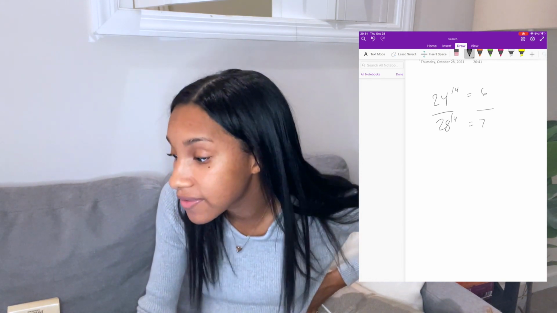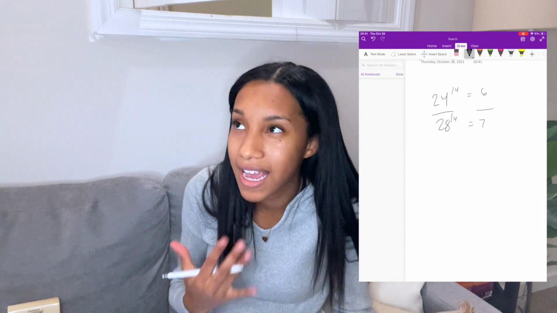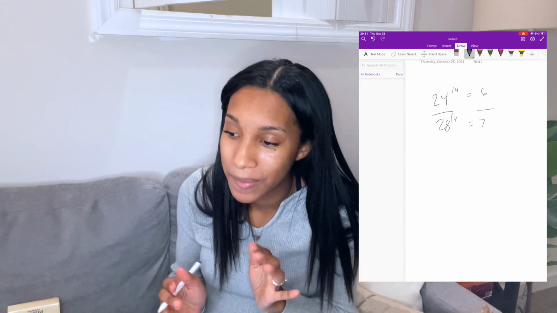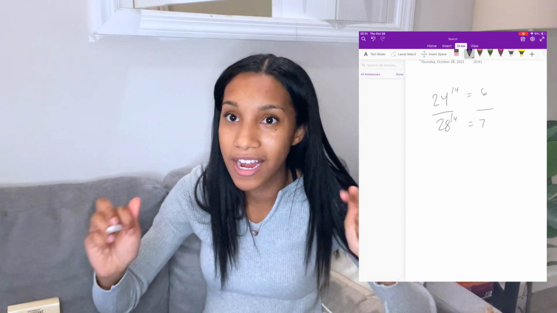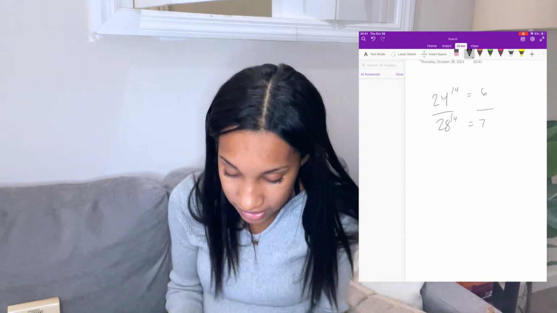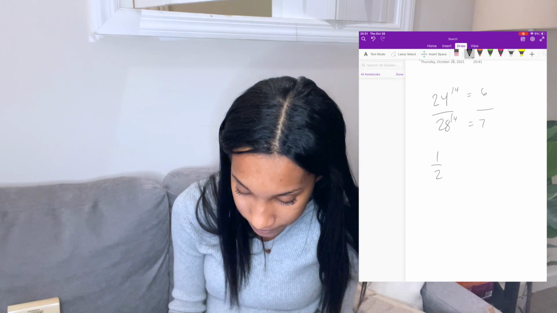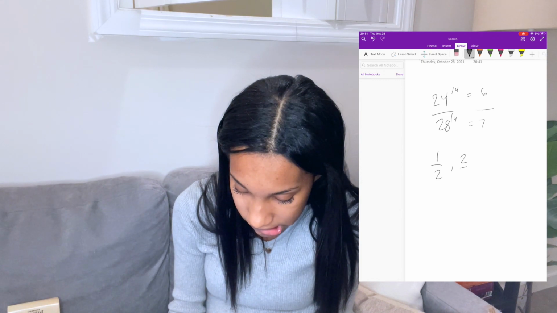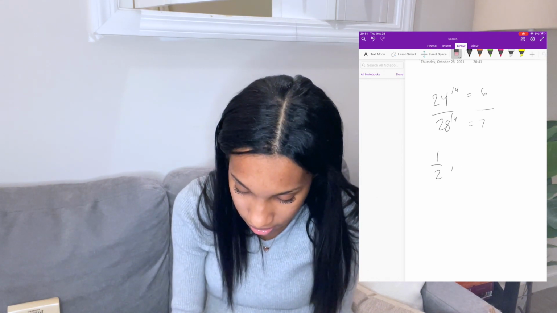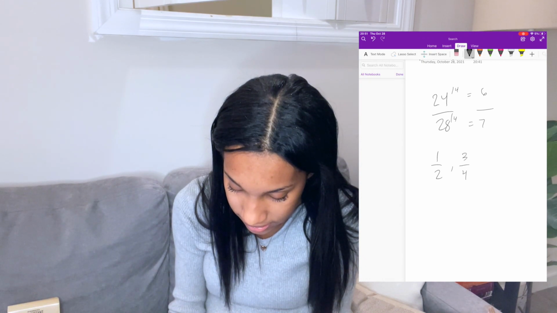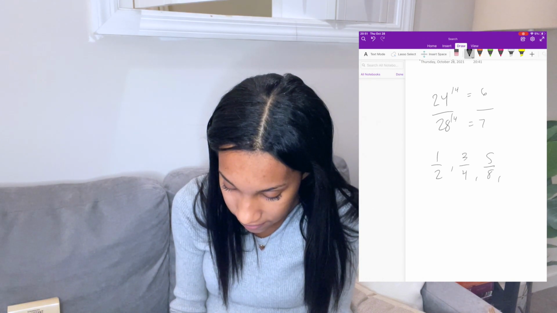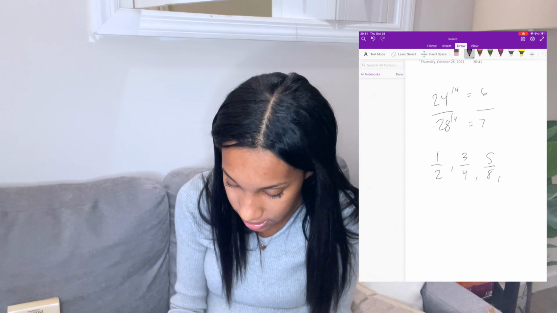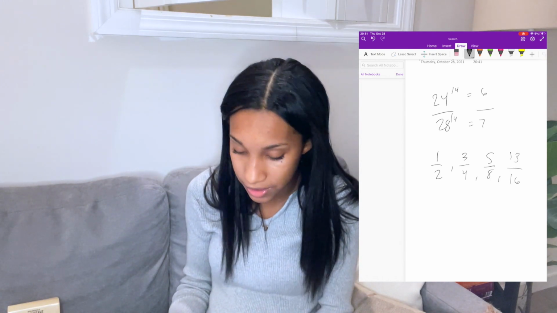So arranging fractions from greatest to least. Again, this is the same idea. The right way to do it, if you didn't have a calculator, would be to make all of them have a common denominator and just order by the numerators. So I'll do 1/2. I have 3/4. I have 5/8. I have 13/16. So how do we know which one is which?